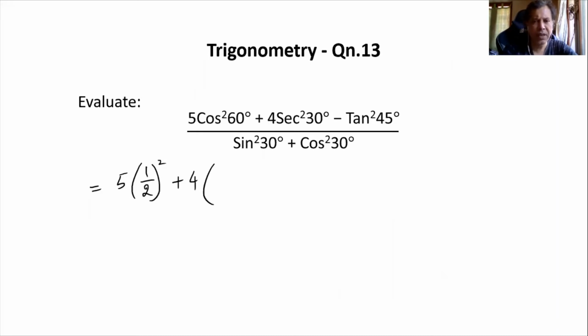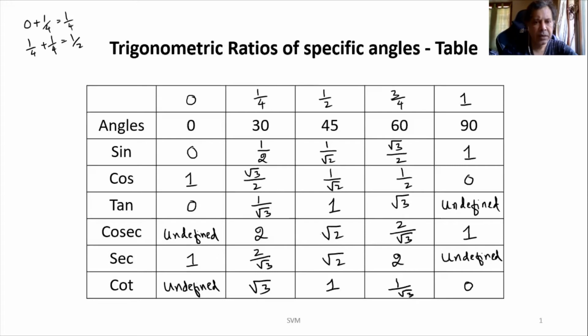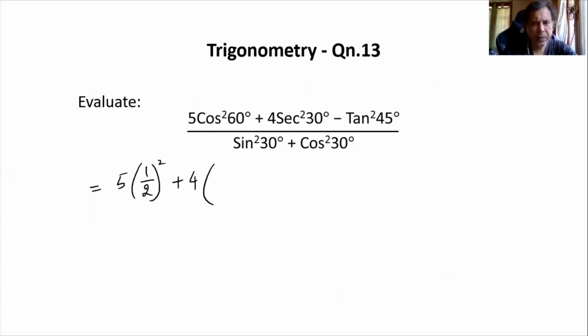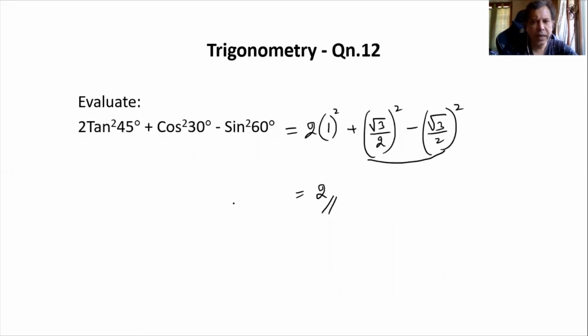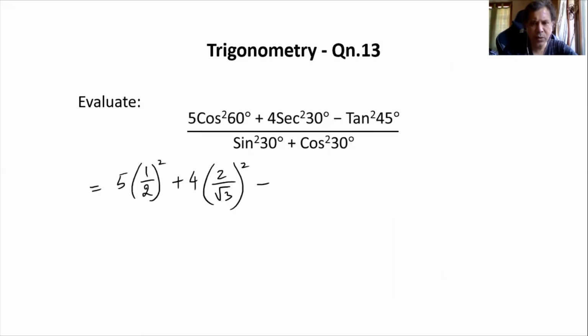First we have to write what is secant 30. Secant 30 is 2 by root 3. 2 by root 3 the square minus tan 45 the square. I think we already did tan 45 is 1, so it is 1 square. The whole thing is divided by sine 30. Cos 60 and sine 30 both have the same value, so here it will be 1 by 2 square.